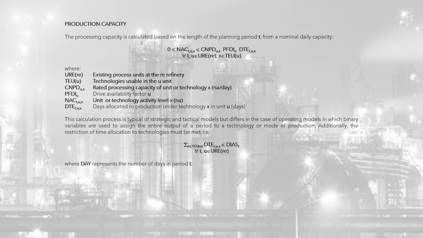Production capacity. The processing capacity is calculated based on the length of the planning period T, from a nominal daily capacity. This calculation process is typical of strategic and tactical models, but differs in the case of operating models, in which binary variables are used to assign the entire output of a period to a technology or mode of production. Additionally, the restriction of time allocation to technologies must be met.